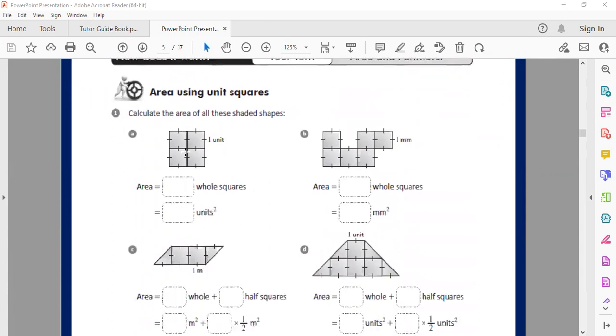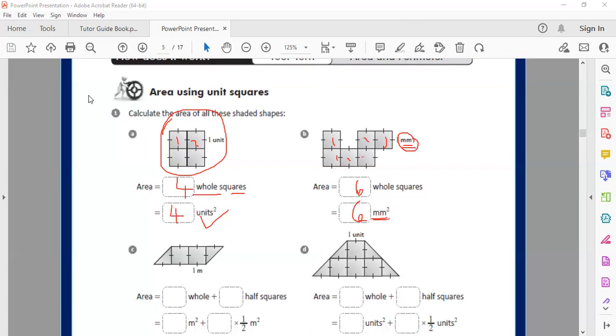Finding area. Simple revision of area. What time do we finish, guys? We started at 7 o'clock. We finish at 8:30, right? The area is 4. Can you see this is 1, 2, 3, 4? So 4 whole squares, so 4 units square. Over here, 1, 2, 3, 4, 5, 6. 6 whole squares. 1 is 1 millimeter, so it's 6 millimeter square.